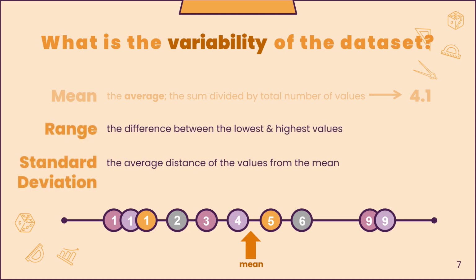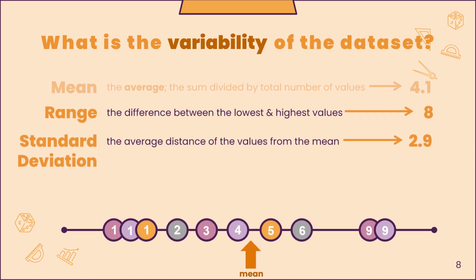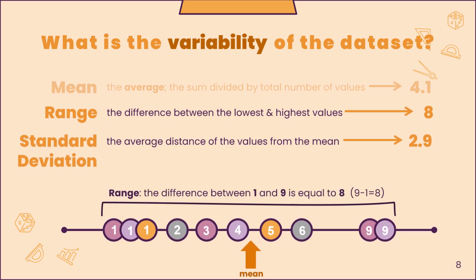So for variability, we also have different ways of answering that question, right? The question is, how spread out or scattered are the values in the data set? More than one way to look at that. So we might look at the range or the standard deviation. In this data set, the range is 8. That is the difference between 1 and 9. So 9 minus 1 is 8. If we had a 0 in this data set, then the range would be 9.